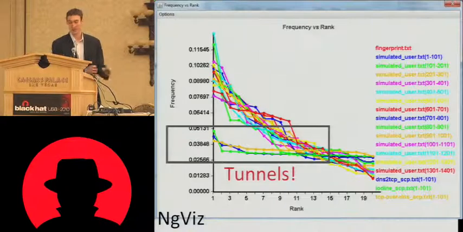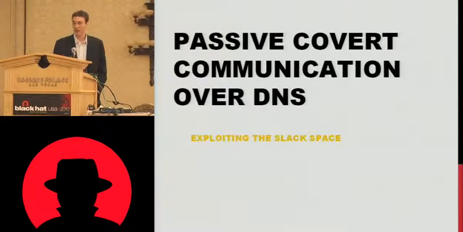If they ever were to go back and actually fix those and make it to where they did use very short subdomains and were a lot more covert about it, then this may be a backup method that would be able to detect that type of thing. All right, now I'm going to start talking about the passive side of things, what I've been working on recently with PSUDP. Essentially what I'm calling it is exploiting the slack space.